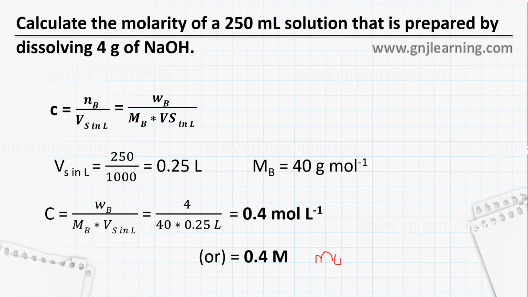This means that it is 0.4 molar. This is how it is read. You're not supposed to write it like this. You're supposed to write capital M, but it is read like this, 0.4 molar. Okay.